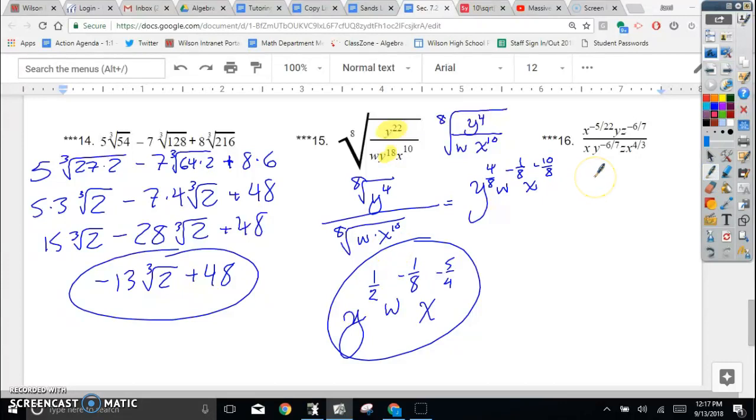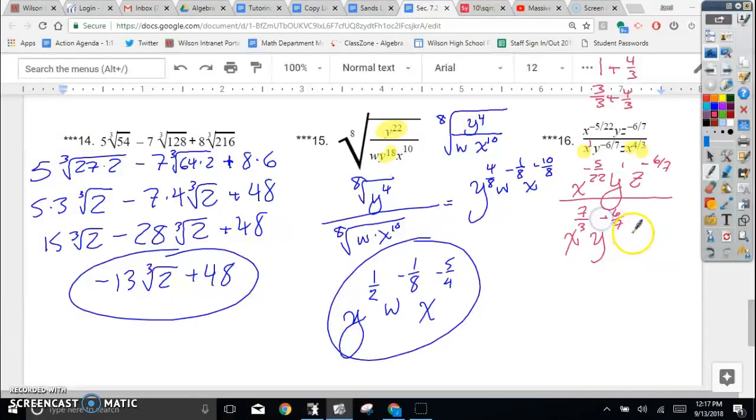Right. So I have 2 x's on the bottom. Okay? So we have the x's on bottom. I'm going to put these together. So I have x to the -5 over 22, y to the 1st, z to the -6/7 over. Now I'm going to add exponents. So that's 1 plus 4/3, better known as 3/3 plus 4/3, because this is 1. So I have x to the 7/3. I have y to the -6/7, and we still have this z to the 1.